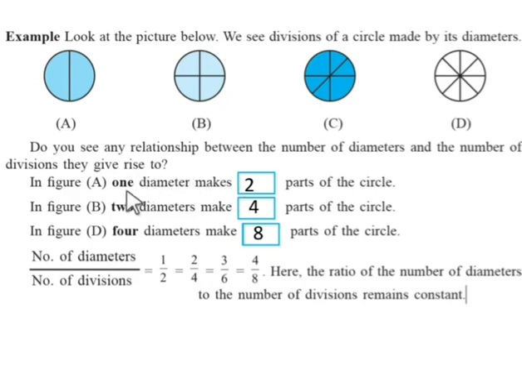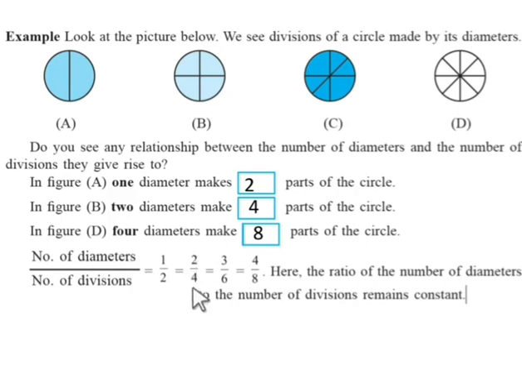That is, if there is one diameter, then double of it, 2 parts, it makes. 2 diameters make 4 parts, that is double of it, and 4 diameters make 8 parts, that is double of 4. Now if you take the ratio of number of diameters and number of divisions, you will get it as 1 upon 2. That is, one diameter makes 2 divisions.